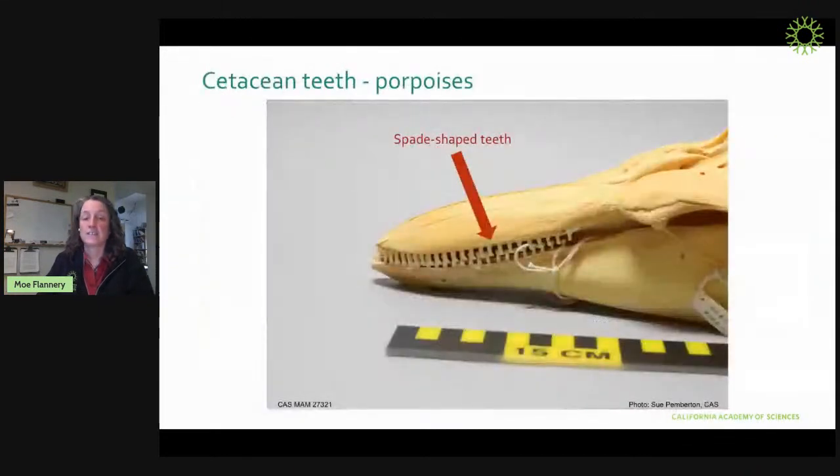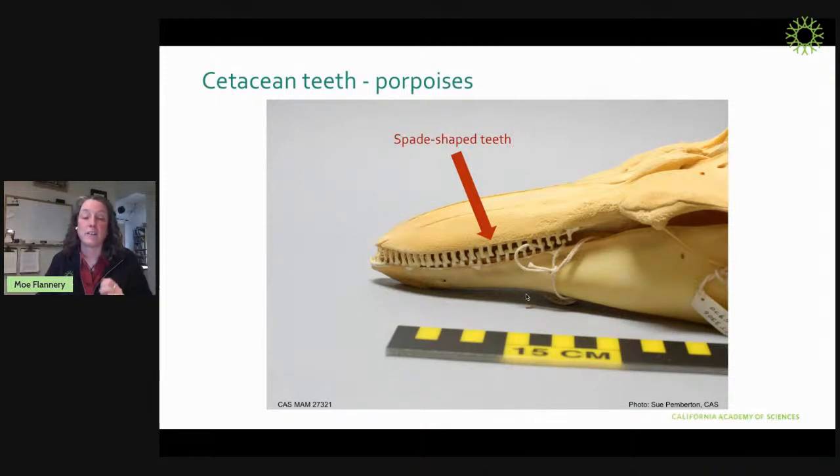Here's a skull and jaw showing those spade-shaped teeth. This is the way that you tell porpoises from dolphins. In our area, there are only two porpoises, the harbor porpoise and the Dall's porpoise, and they both have these spade-shaped teeth. The teeth are flattened and look kind of like a paddle on both the upper and the lower jaw.